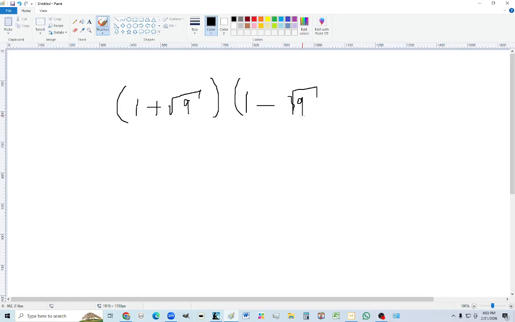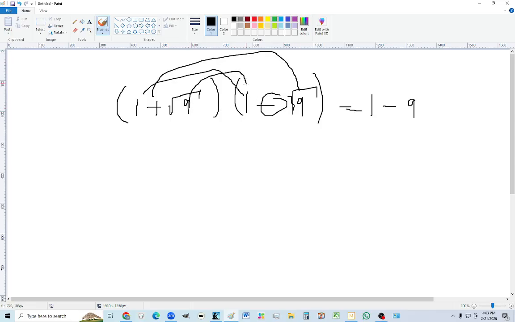And we know from practice that this is called a difference of two squares. In other words, it's sort of the same thing, but one's a plus, one's a minus. And it always gets rid of the middle term because it becomes 1 minus the square root of 9 plus the square root of 9. So the middle terms disappear. And then this becomes minus 9, which ends up being minus 8.